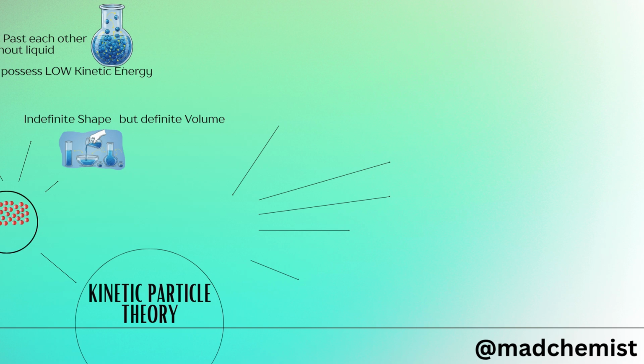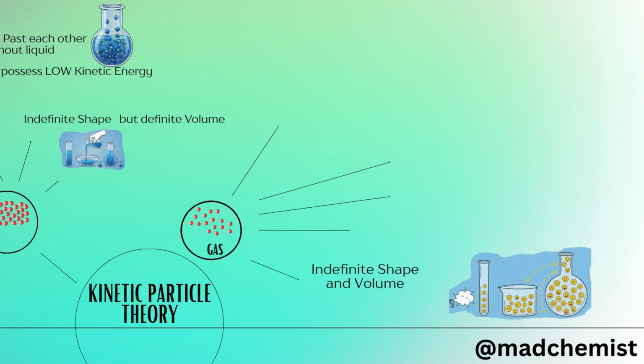Let's move to the third state, that is gas. Gases have indefinite shape and volume. As you see in the picture, the first one is gas coming out from a tap. The second one is a test tube. The third one is a beaker. And the fourth one is a conical flask. All have different shapes and different volumes.